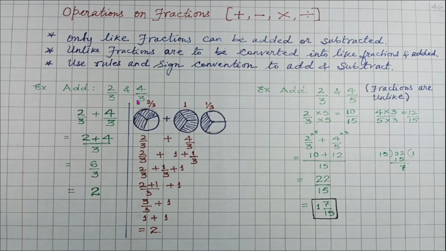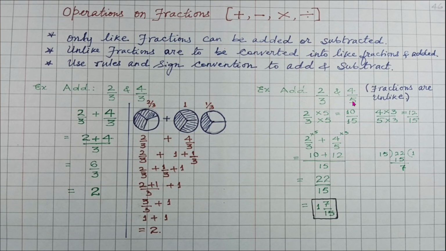So first thing is check whether the denominators are same, whether the fractions are like. If the like fractions are there, just add the numerators 2 plus 4 and then divide by the denominator. 6 by 3 becomes 2, and that is the procedure of adding the fractions.